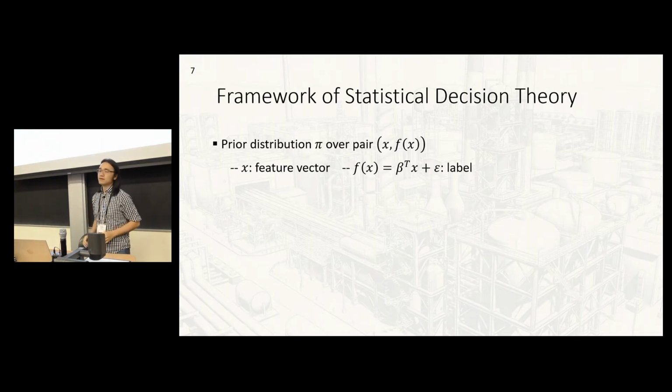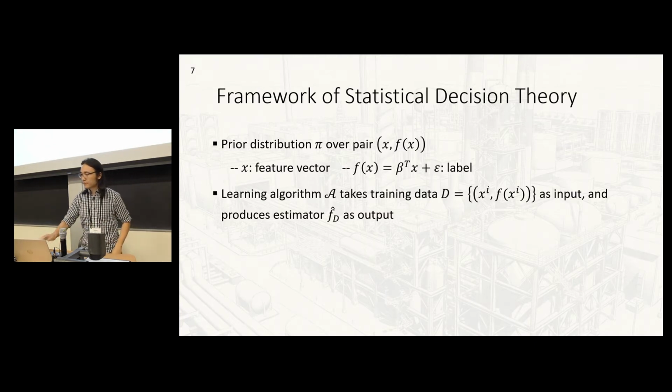And f(x) will be a label, for example, the price of a house. In this talk, for simplicity, let's assume that the label will be beta times x plus some random noise. And basically a learning algorithm, you can interpret it as taking a training data set as input and outputting an estimator, which we denote as f hat D. We use subscript D to denote that this estimator is computed from the training data set D.